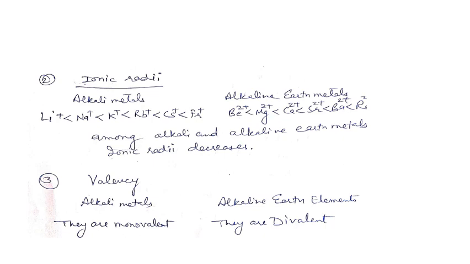How easily the electron is removed from the metal determines its valency. The alkali metals are monovalent, meaning they can lose one electron. Alkaline earth metals are divalent, because they have the ability to lose two electrons. That's why they are divalent, and alkali metals are monovalent.